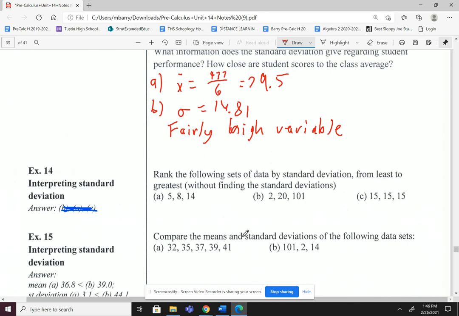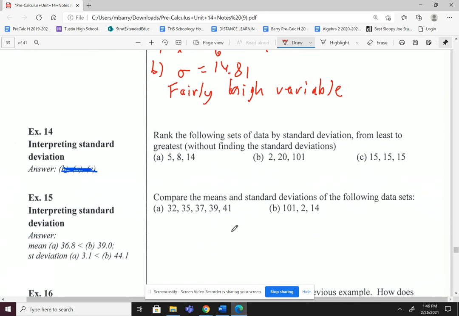Okay. All right. This one we can rank without calculating. Rank the sets of data by standard deviation from least to greatest. So the least one would be the closest together. So I think data set C, obviously those data are very close together, so that would be the smallest standard deviation. And then B, I think, is obviously the greatest standard deviation because those are the most spread out, and then A is just in between those.